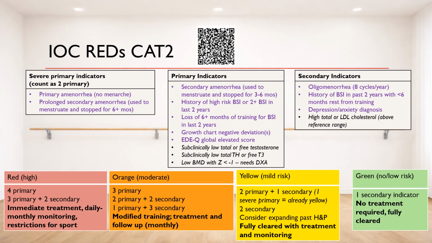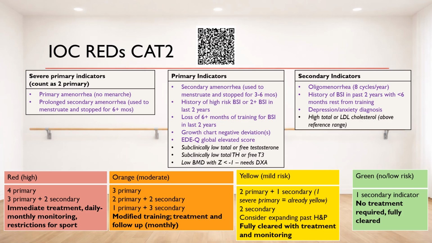I highlighted the risk factors in purple, which are all the risk factors that can be assessed with just a history and physical. So none of these require labs or imaging. So you can see most of the indicators in the REDS CAT-2 are highlighted in purple, and so that I think makes this a pretty useful screening tool.